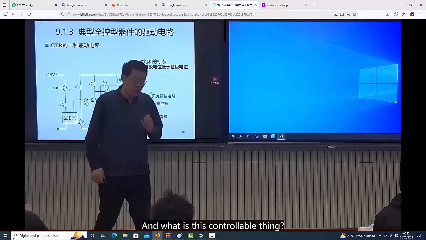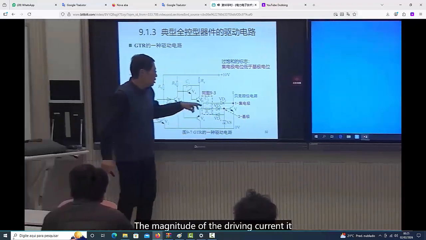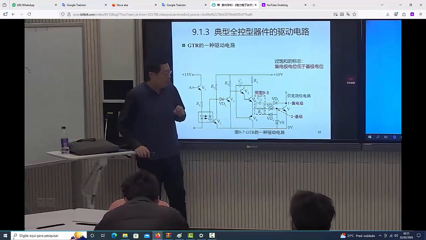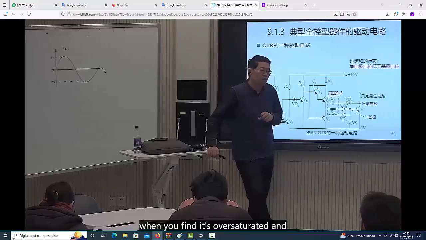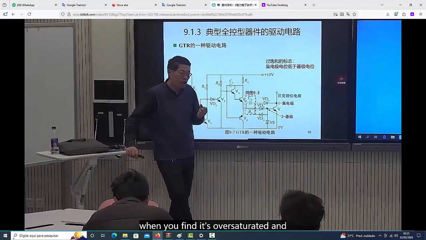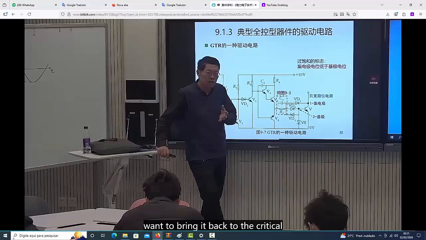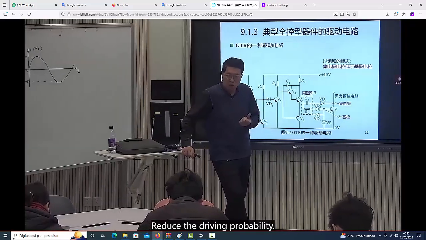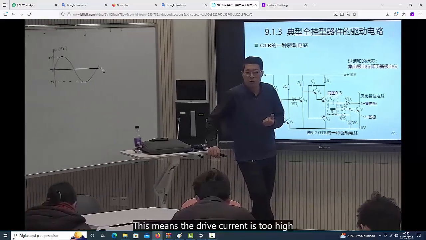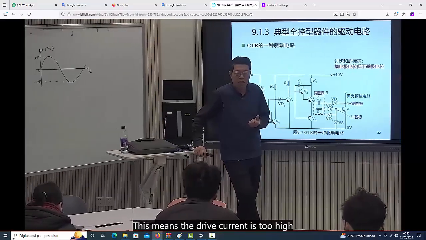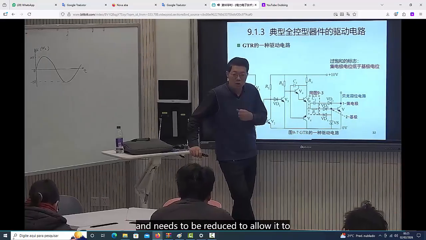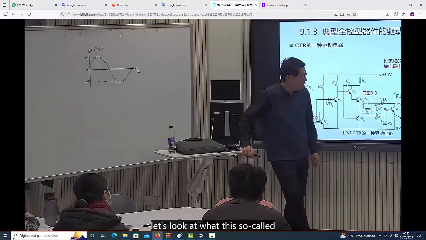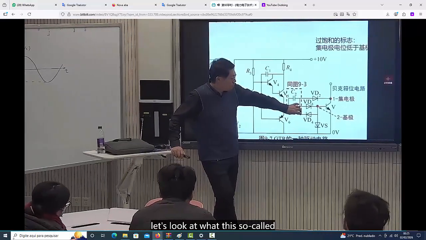And what is this controllable thing? The magnitude of the driving current it actively injects determines the degree of saturation. Therefore, when you find it's oversaturated and want to bring it back to the critical saturation state, what's the solution? Reduce the driving current. This means the drive current is too high and needs to be reduced to allow it to exit. Once these two issues are resolved, let's look at what this so-called backside microcircuit is.